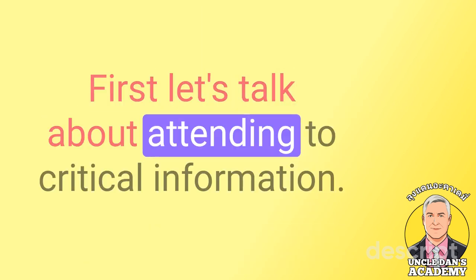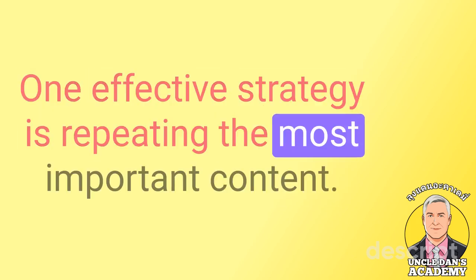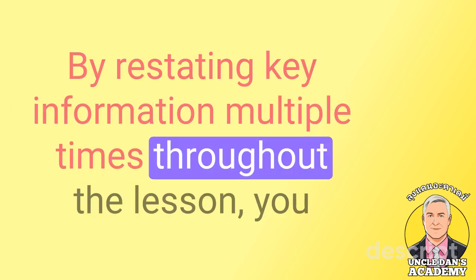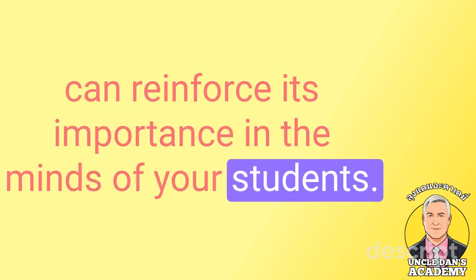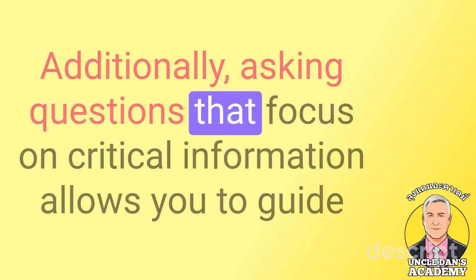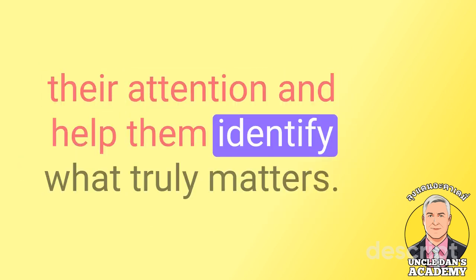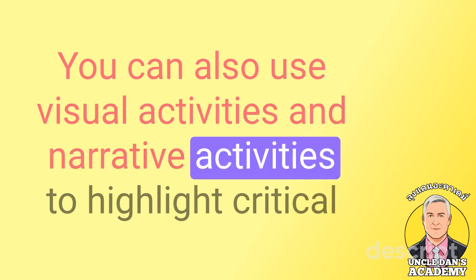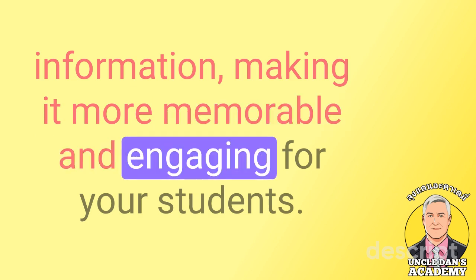First, let's talk about attending to critical information. One effective strategy is repeating the most important content. By restating key information multiple times throughout the lesson, you can reinforce its importance in the minds of your students. Additionally, asking questions that focus on critical information allows you to guide their attention and help them identify what truly matters. You can also use visual activities and narrative activities to highlight critical information, making it more memorable and engaging for your students.